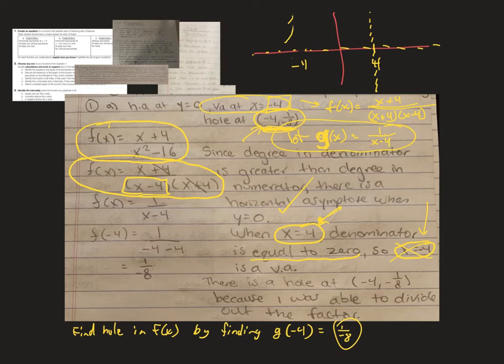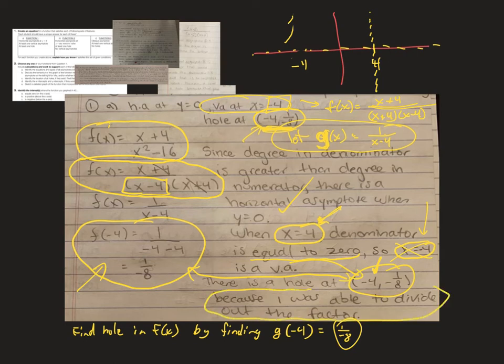And there's a hole at, this is excellent. Most people didn't bother finding the actual hole, and this was well done. The problem is they said f of -4 equals 1 over -8, which completely contradicts the fact that there's a hole at -4, -1/8. This is saying that it exists, and this is saying that it doesn't exist. That can't be. Because I was able to divide out the factor. Well, if you're able to divide out the factor, then this is no longer a hole. But you are not able to divide out the factor.